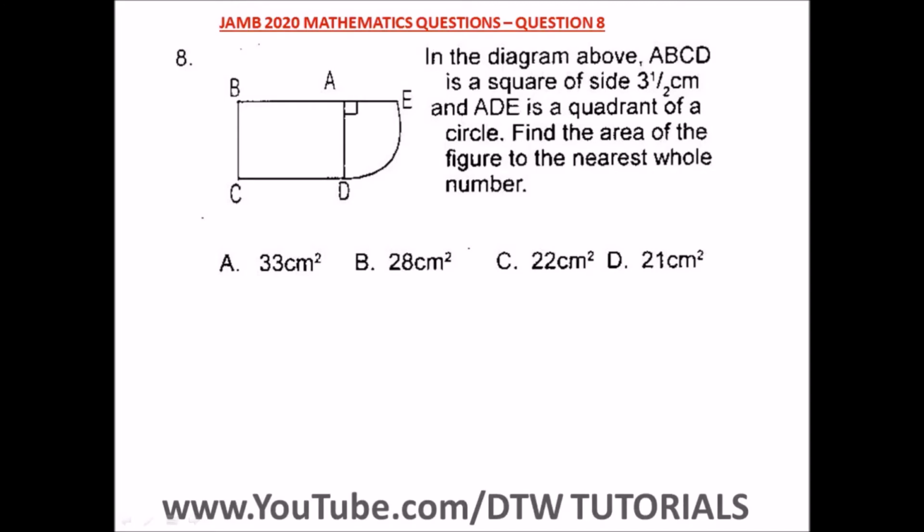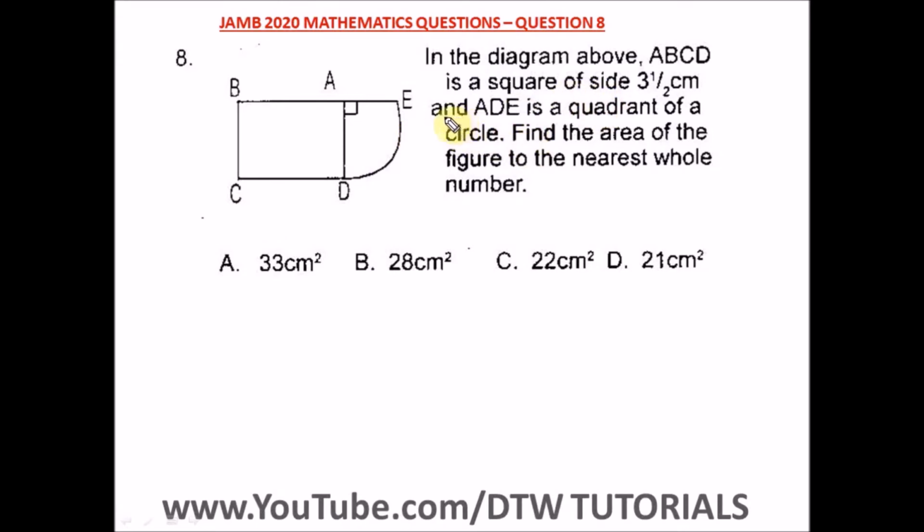Question number 8 of the JAMB 2020 maths question: in the diagram beside, ABCD is a square of side 3.5 centimeters each. Remember that a square has 4 equal sides and 4 equal angles. So the side here, here, and here is 3.5.